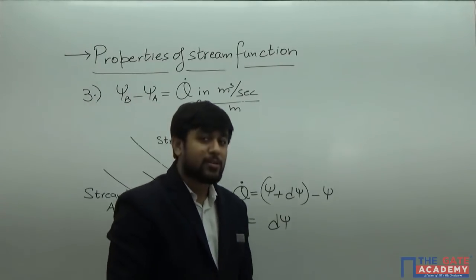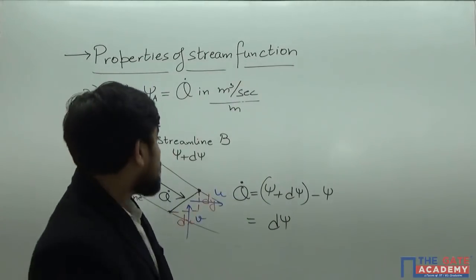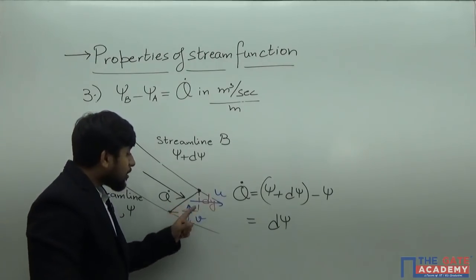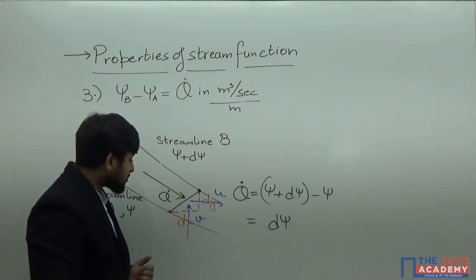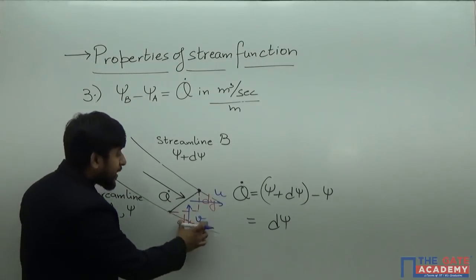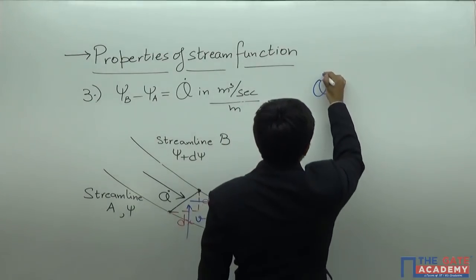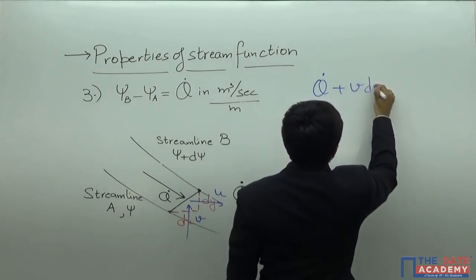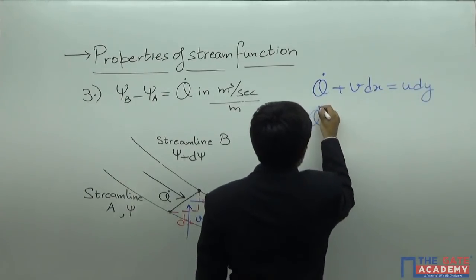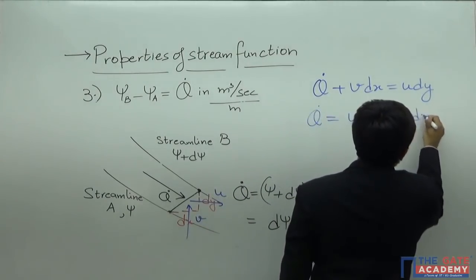And if you remember, the assumption of this analysis is that the flow is incompressible. So whatever fluid is coming inside this triangular element, the same amount of fluid has to go outside also. Now q dot is coming inside, v dx is coming inside, and u dy is going outside. So I can write q dot plus v dx is equal to u dy, right? Now q dot is equal to u dy minus v dx, right?